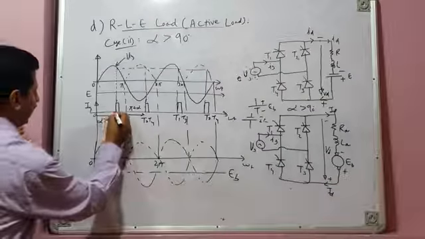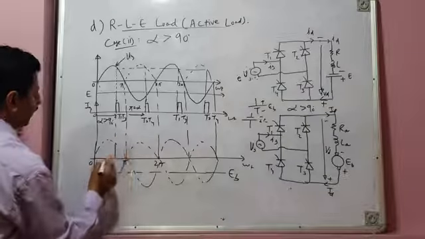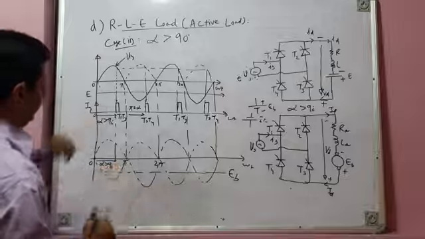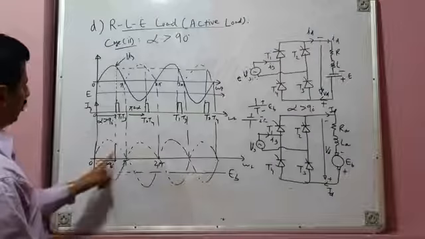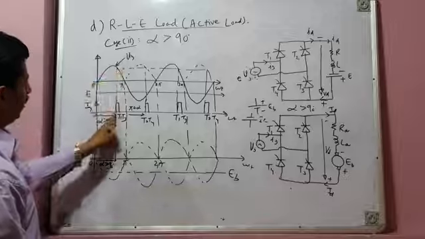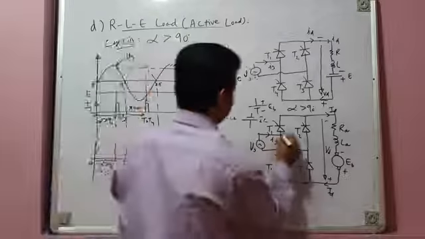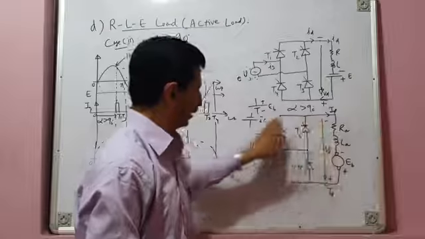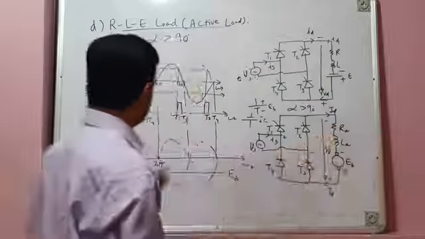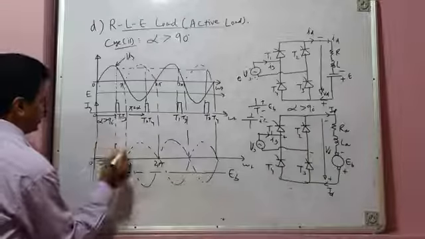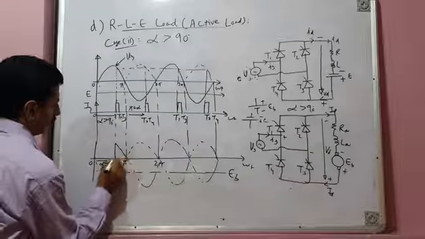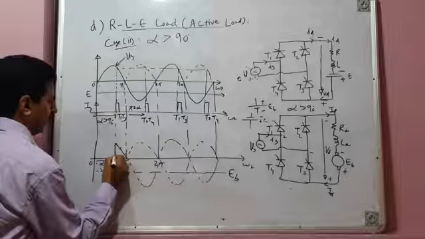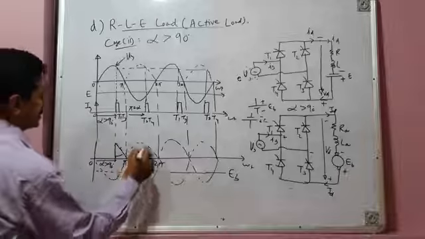Now this is alpha. Alpha is greater than 90 degrees, so this is your alpha, which is greater than 90. It is around 120, 130 degrees. So as soon as firing pulse during the positive half cycle of source voltage is issued to T1, T3 pair, they go into conduction, load gets connected to the source, and load receives the remaining segment of positive half cycle of source voltage. Let us assume current during this period rises. It reaches some maximum value.